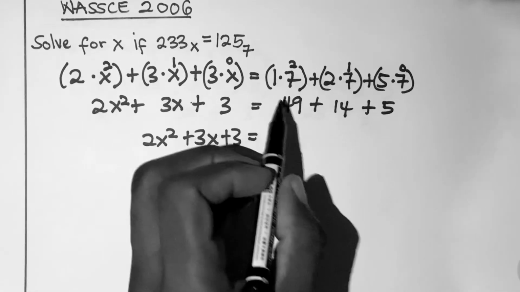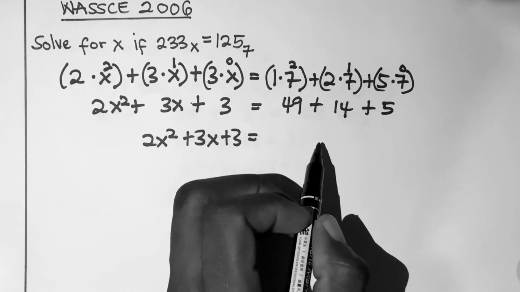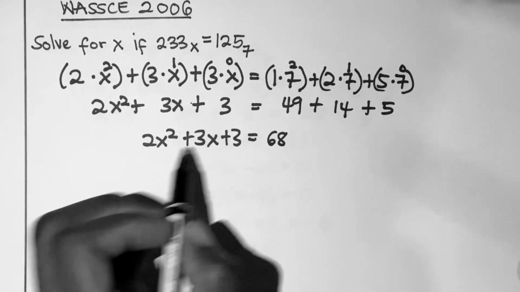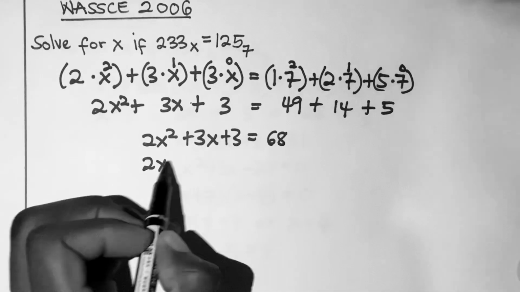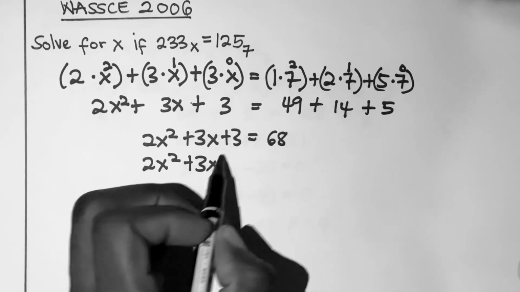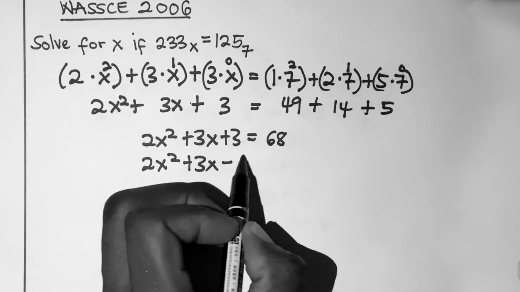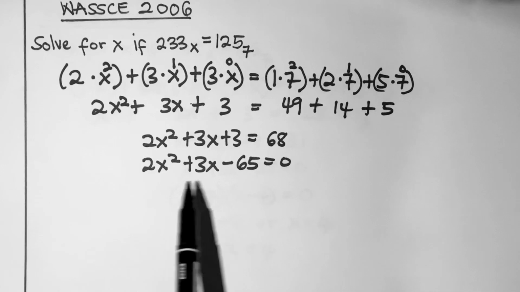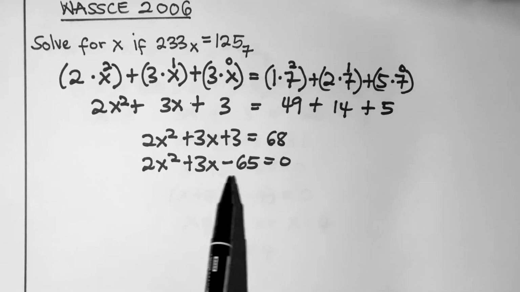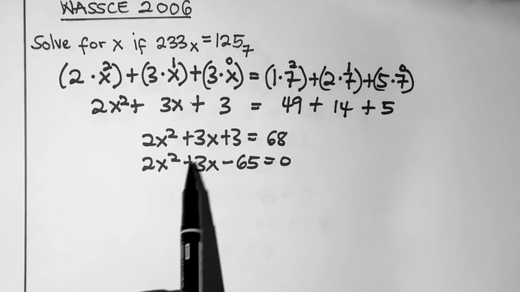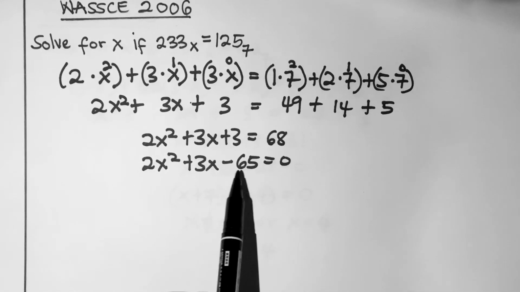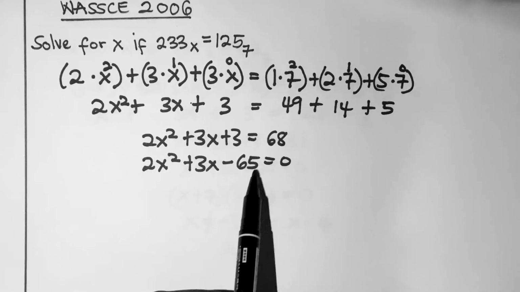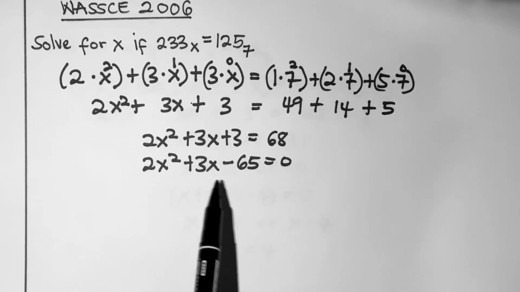Now 49 plus 14 will give us 63. 63 plus 5 is 68. So if we bring 68 to the left hand side, we now have 2x squared, then plus 3x, then 3 minus 68 will give us minus 65 equals 0. Now 2 times minus 65 is minus 130. Now two numbers that if we multiply, we'll get minus 130, but if we add, we'll get 3. So you see that 13 times minus 10 is minus 130. However, 13 minus 10 is 3.